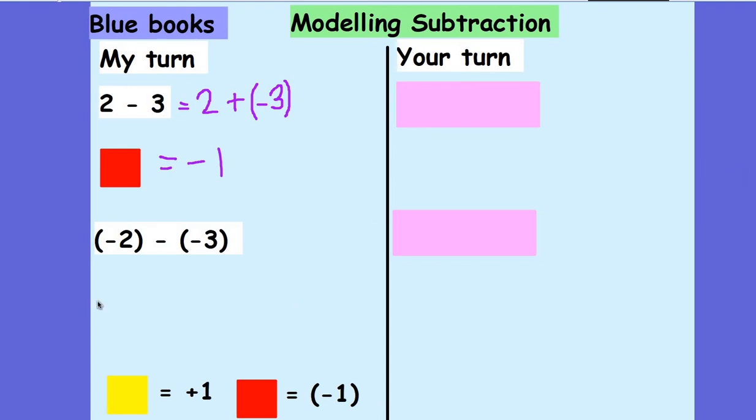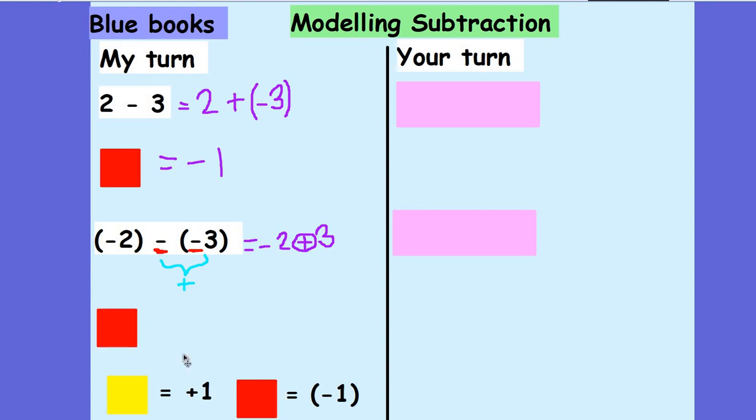Let's look at another example. This time I've got -2 subtract -3. Now whenever we see 2 negatives in a row like this, we know 2 negatives become a positive. So I can write this sum as -2 plus 3. So our 2 negatives that were here have become a plus, and that's -2 plus 3.